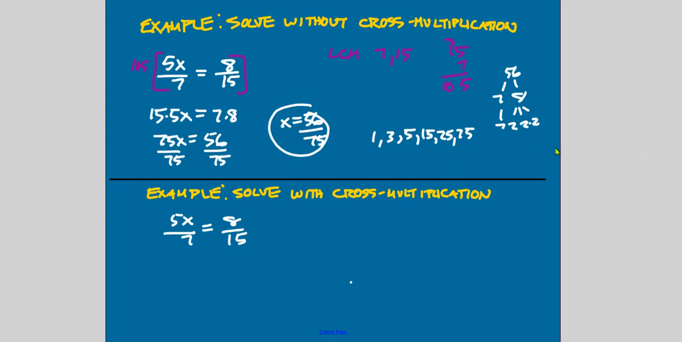Now, rather than having to go through this process, I'm pointing out that when you have a simple proportion, you can use cross multiplication. All you have to do is go, well, 5x times 15, that's 75x. Then multiply the other way. 7 times 8 is 56. Then solving for x, divide both sides by 75, and you get the same thing we had before, x equals 56 over 75, but you save yourself a lot of work.